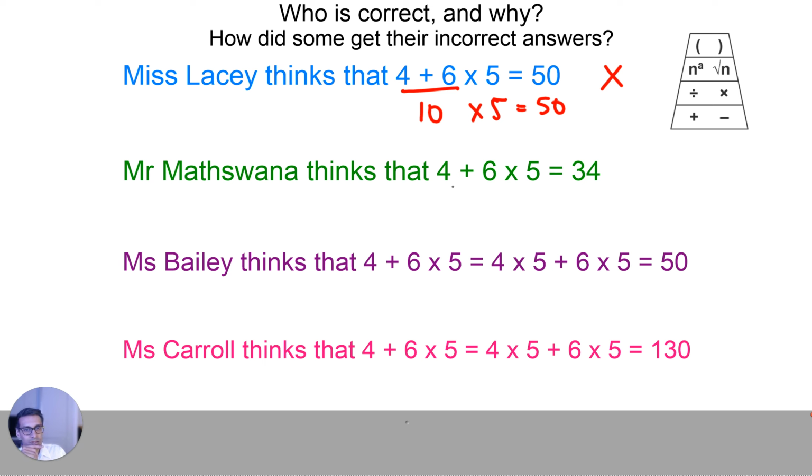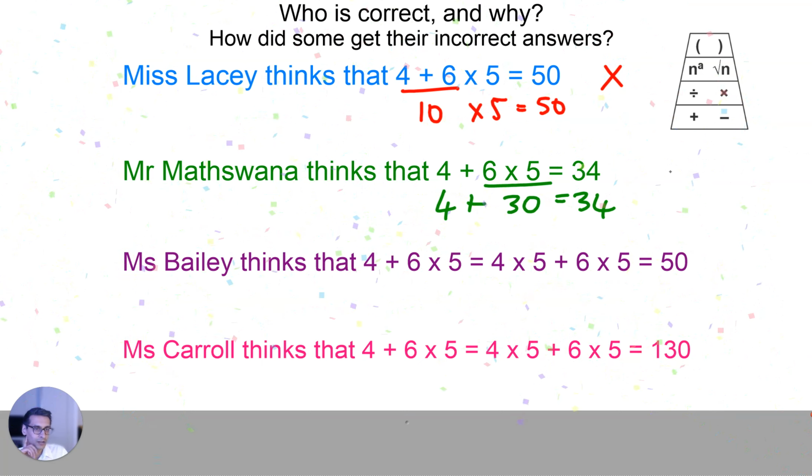Mr. Matswana, he got 34. So how did he get that? 6 times 5 is 30. So 4 plus 30 is 34. Now obviously Mr. Matswana is correct. So that's going to be a tick here.